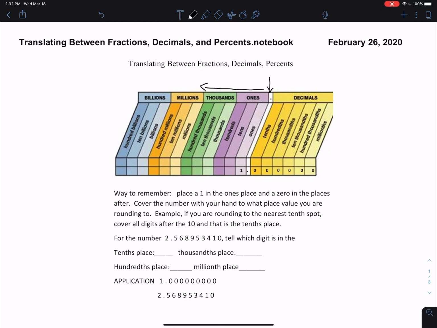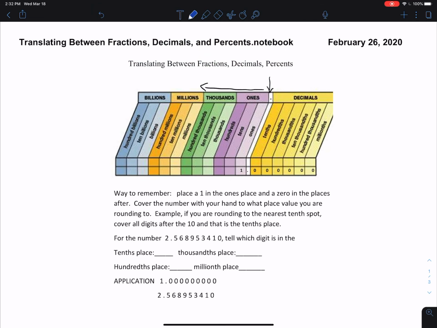Then we have thousands, 10,000s, 100,000s, which are a part of the thousands group. We have millions, 10 millions, and 100 millions, which are a part of the millions period. And billions, 10 billions, and 100 billions, which are a part of the billions period.